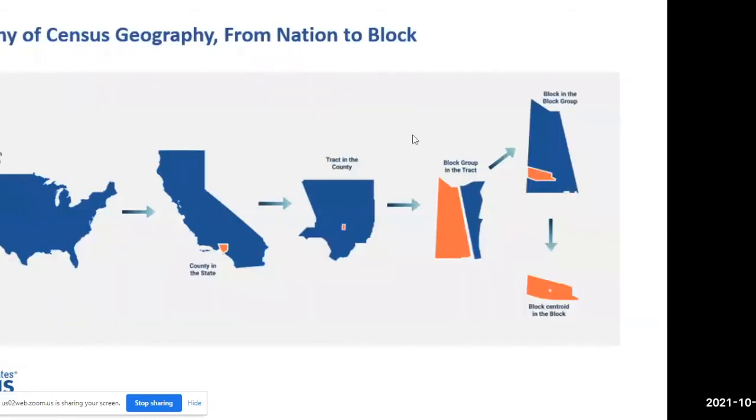Again, this is just to reinforce geography. We have a picture of the nation and the state of California, Los Angeles County, a single tract in Los Angeles County. Then that could be even split into block groups. And then finally, all the way down to a census block, which is almost like something similar to a city block.